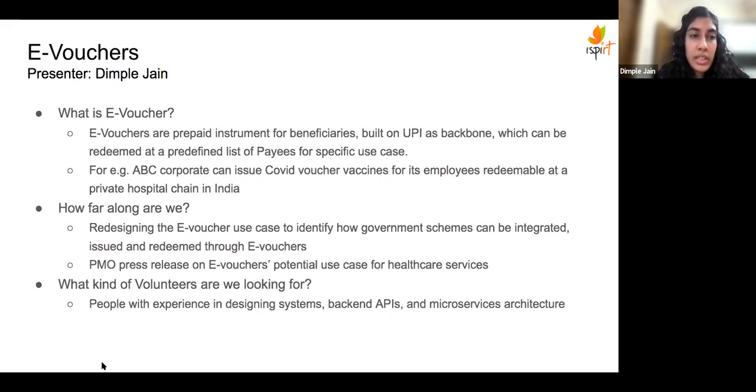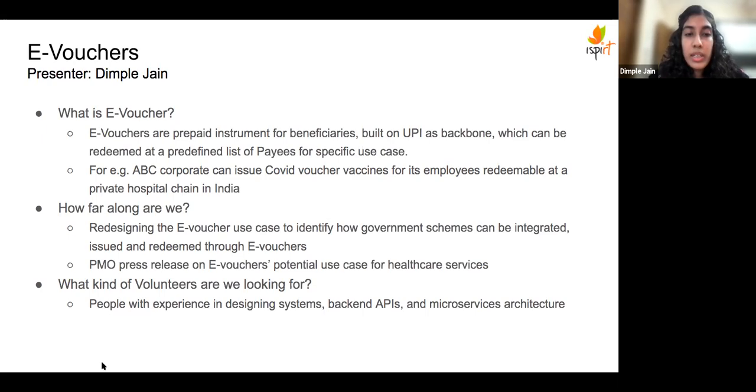How far along are we in this? We are basically evaluating how e-vouchers can be used for government schemes, and what will be the right use case for which e-vouchers should be rolled out first. There has been a recent release by PMO where we are evaluating e-vouchers' potential use case for healthcare services.